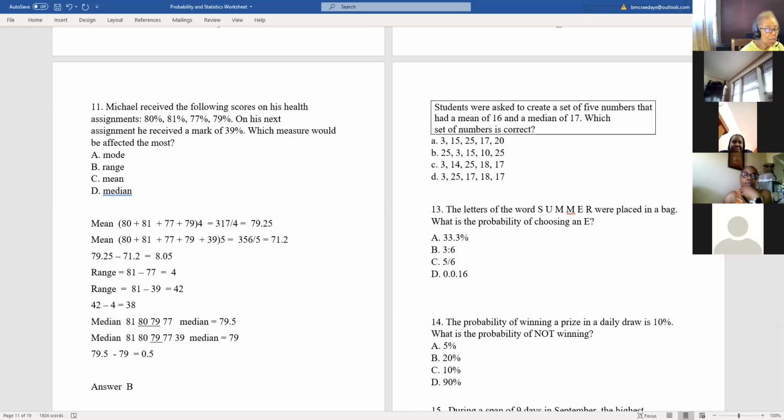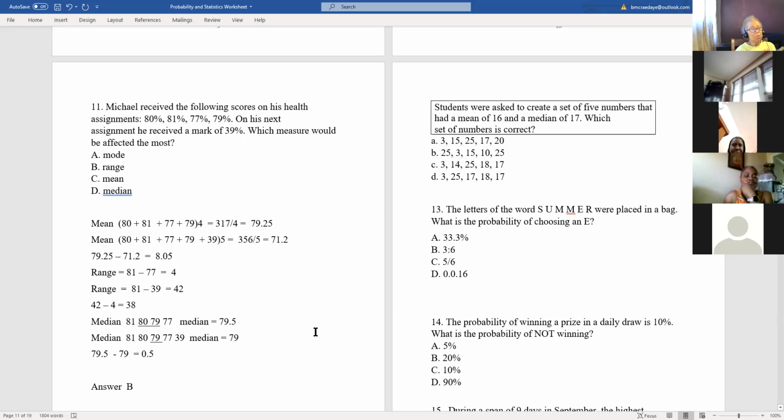Answer B, because range, by putting that really low score in, made the difference between the high 81 and now the low 39. That gave you a 42 difference. And that's bigger than the difference in mean or median. And there was no mode in either case. All right.